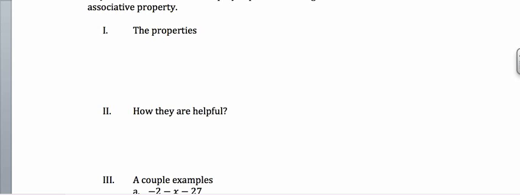So, the commutative property, which I'll just abbreviate with C, says that A plus B equals B plus A. What this means in the context of a problem is that you could take any two terms in an addition sequence, in an addition expression, and flip it around.